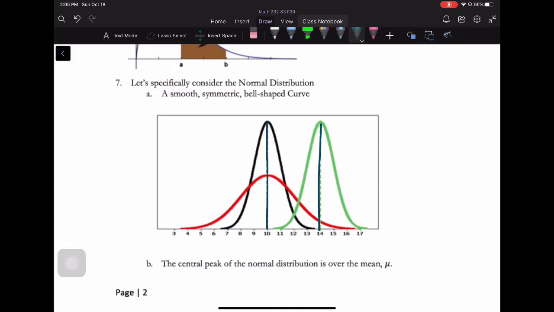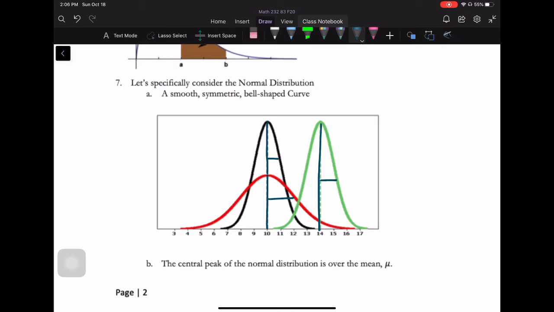But notice that the standard deviation, or the distance, is different on each of these. They're all unimodal, they're all symmetric, they're all bell-shaped, and they're all centered over their mean, but how wide they are is based on their standard deviation.